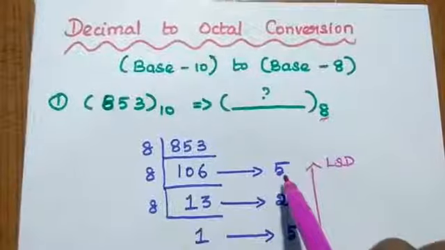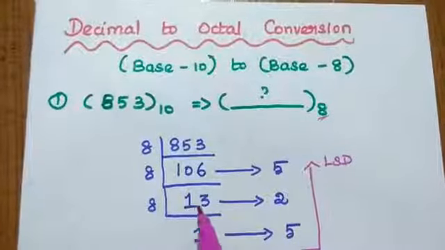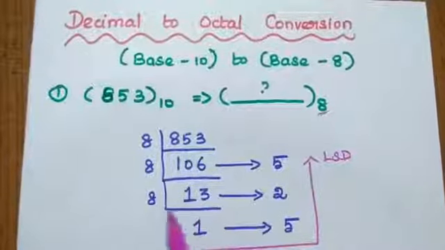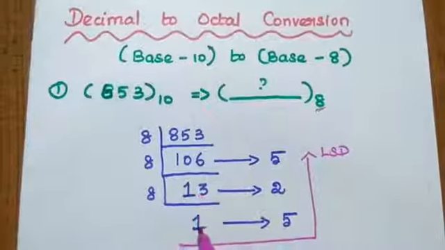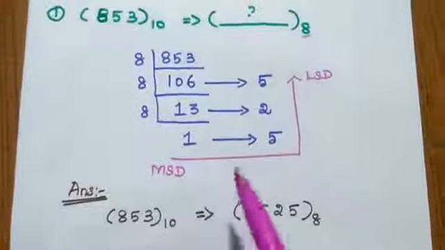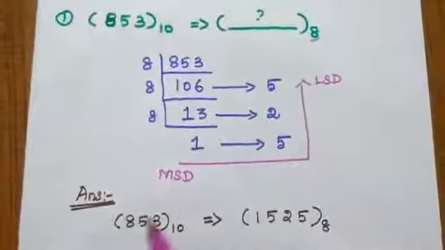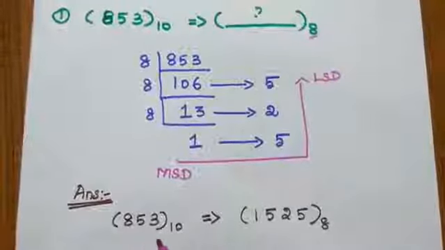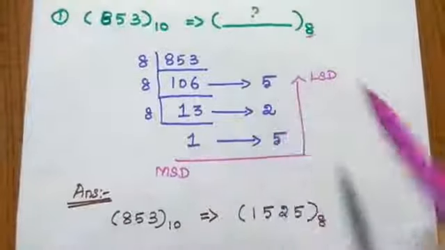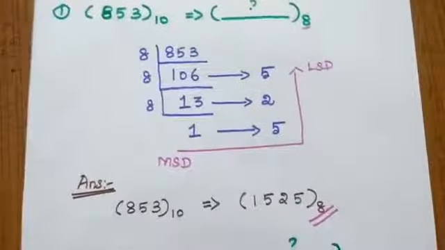We write the remainder value here, and again 106 is divided by 8, we can get 13. So the remainder is 2. Again we are going to divide this 13 by 8. 1 8 is 8. So we can get 1. The remainder is 5. So here we are going to take the values from bottom to top, that is in the reverse order. So the given decimal number 853 is converted into the octal number 1525. So this is the answer. Okay, so this is for the integer value.